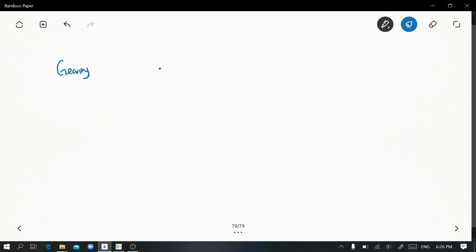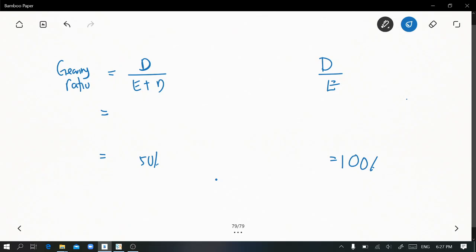Gearing ratio, debt over equity plus debt. Sometimes the formula can also be debt divided by equity, so it can be both. At higher levels, the examiner will tell you which formula to use for the gearing ratio. They must tell, otherwise either one is possible. Earlier we said it must be less than 50% to be good. If you use this second formula, it should be below 100% to be considered okay.